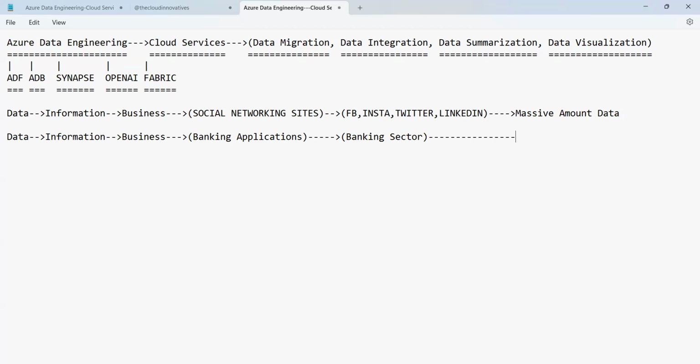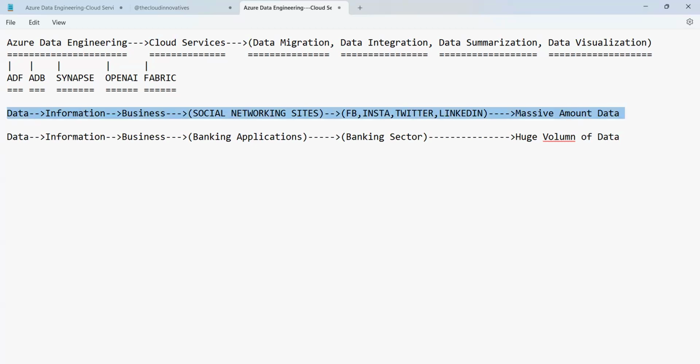The banking data is considered as huge data. So, guys, we can say huge volume of data. So we can say, everyone, data is nothing but, what's that?